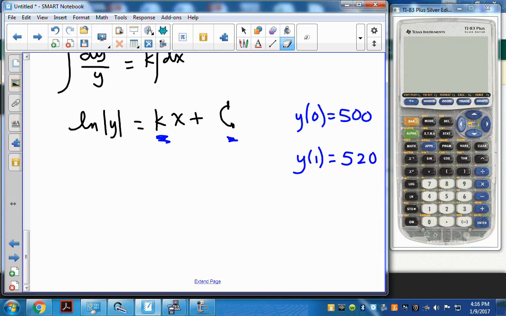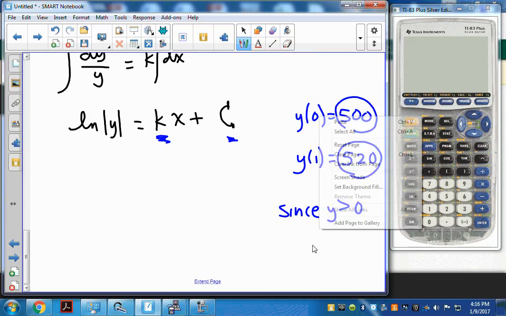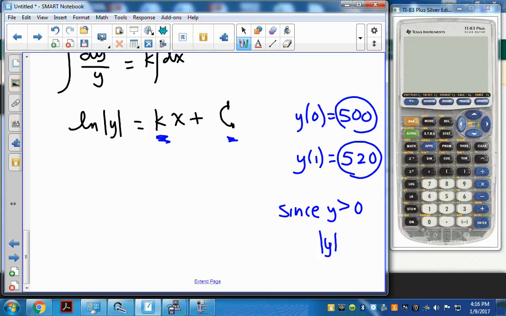The first thing we want to note is that in both of these situations, y is positive. So this is greater than 0, and this is greater than 0. And since y is bigger than 0, the absolute value of y, which we have in our general solution over there, the absolute value of y is simply the same as y. So we'll make that change immediately. We have the natural log of y, and we have kx plus c.